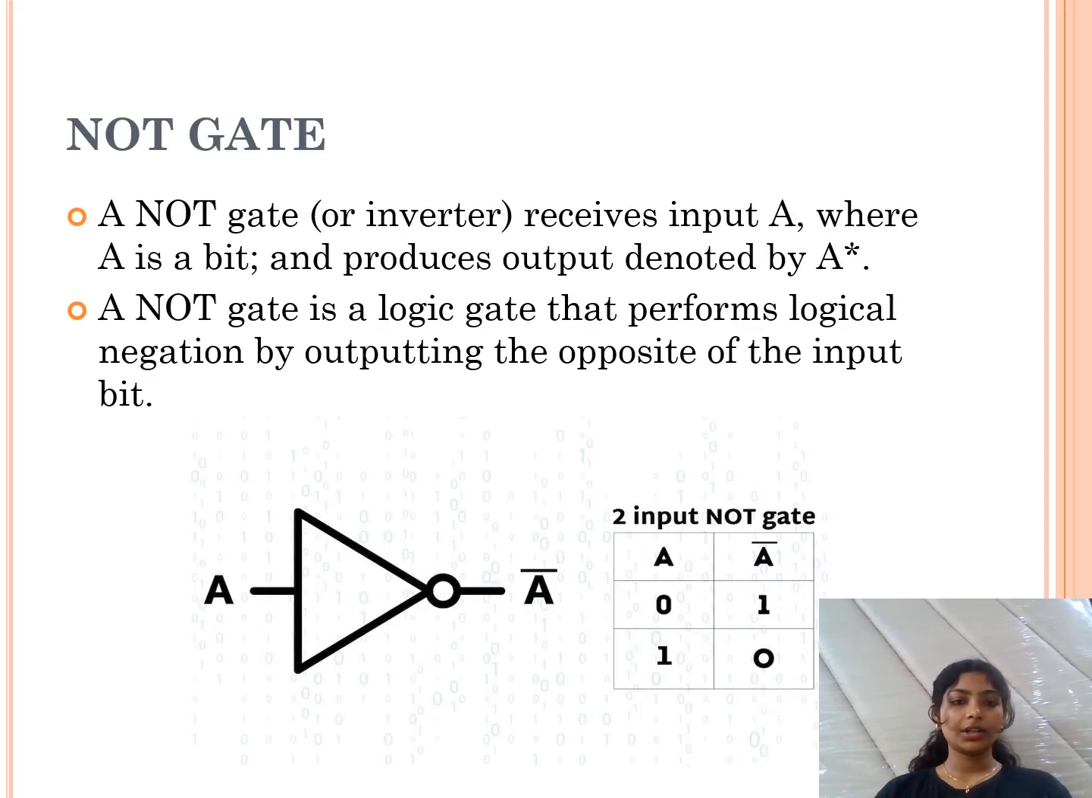NOT gate. A NOT gate or inverter receives input A, where A is a bit, and produces output denoted by A asterisk or A bar. A NOT gate is a logic gate that performs logical negation by outputting the opposite of the input bit.